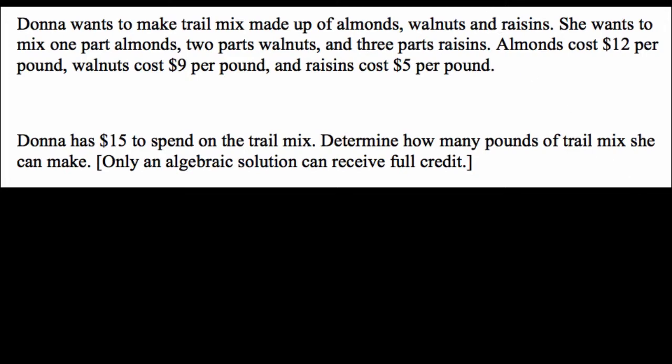Okay, so in this problem, we're told that Donna wants to make trail mix from almonds, walnuts, and raisins, and she wants to mix 1 part almonds, 2 parts walnuts, and 3 parts raisins.